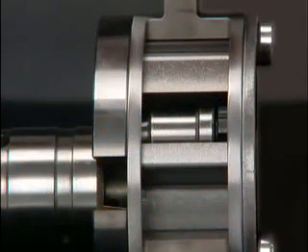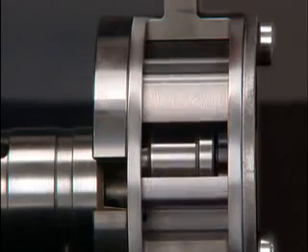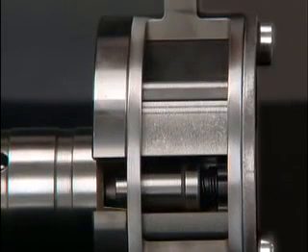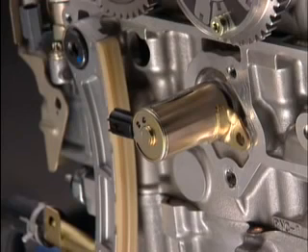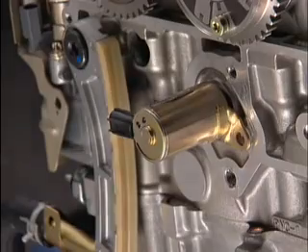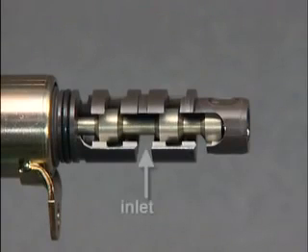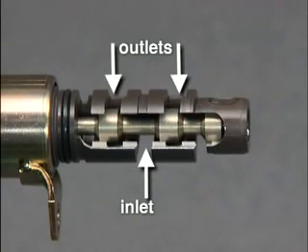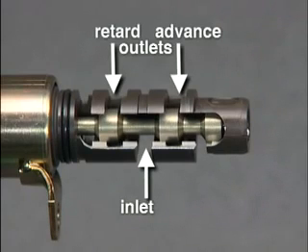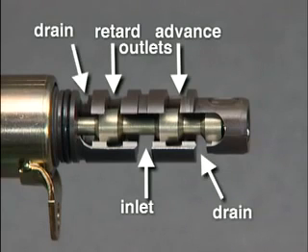Under certain conditions, the lock pin mechanically locks the rotor to the body in the fully retarded position. The oil control valve, or OCV, consists of a 12-volt solenoid that drives a spool valve within an aluminum body. The oil control valve has a single oil inlet, but two outlets, one to the advance side of the actuator and one to the retard side. The valve also has two built-in oil drain passages.